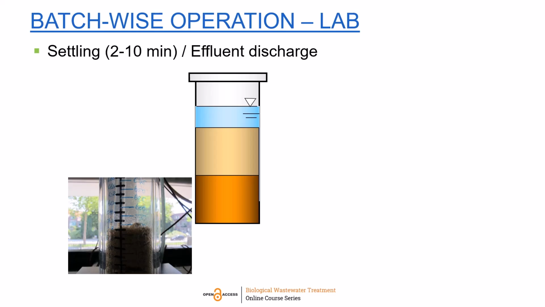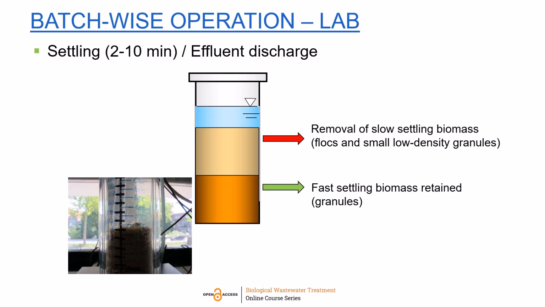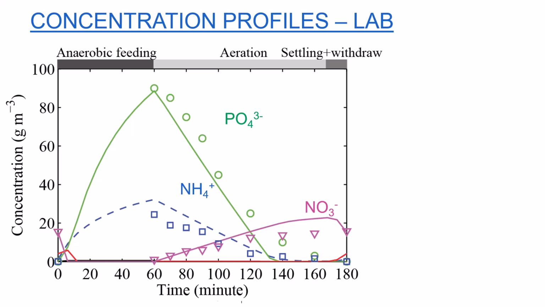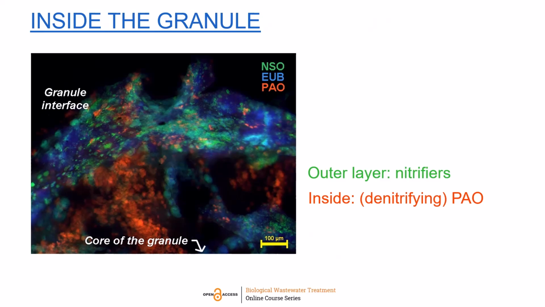After the aeration phase comes a settling phase, followed by effluent discharge. Rocks and small particles that do not settle fast enough will be washed out. Fast settling biomass, like granules, will be retained in the system. And here you have the concentration profiles all together. Inside the granule, it looks like this. There are the nitrifiers in the outer layers and the denitrifying phosphorus accumulating bacteria at the inside.